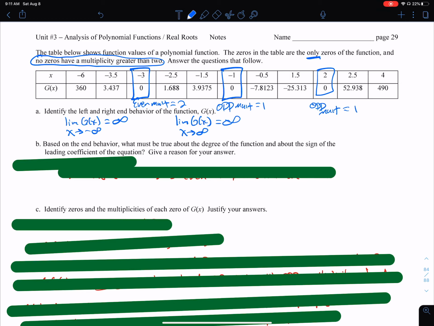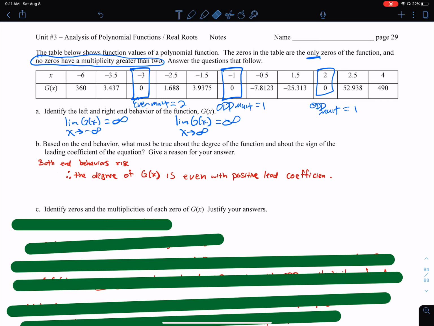Based upon the end behavior, so we're just looking at end behavior only, what must be true about the degree of the function? Well, both end behaviors are rising. Therefore, the degree of f of x is even. And since they're both rising, then it has a positive lead coefficient. I didn't finish reading the question. What must be true about the degree and about the sign of the leading coefficient? Give a reason. So here's our reason. Both end behaviors rise. And our two conclusions are the degree of g of x is even, and there's a leading coefficient that's positive.